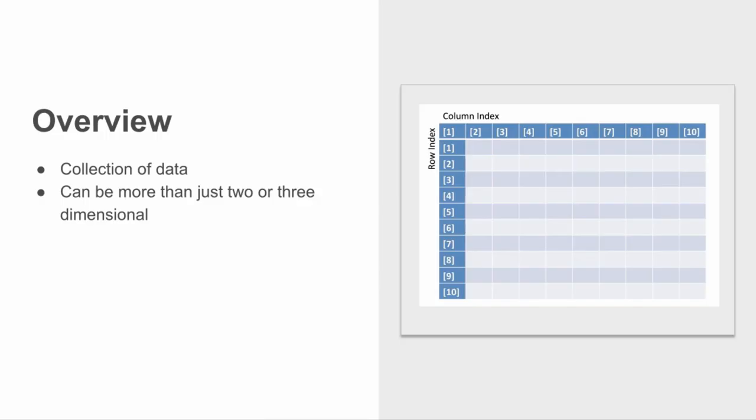Arrays are really just a collection of data. If you look at the figure on the right, it looks like a spreadsheet, right? There's a column index and then a row index. So this is a two-dimensional data structure, and to address it you would use two dimensions. The first one would be the row and the second one would be the column.